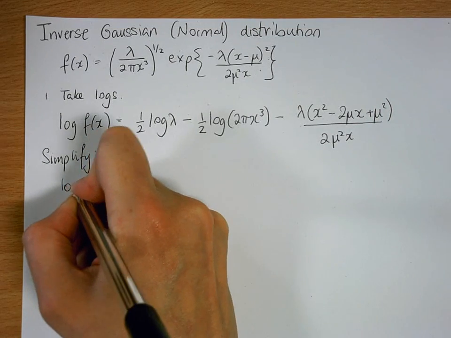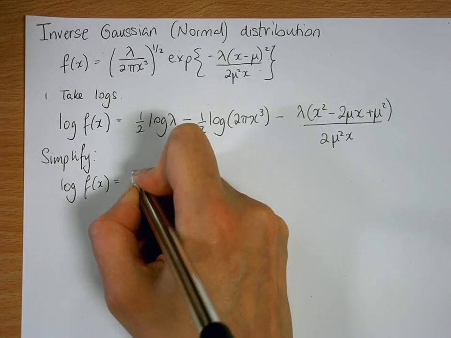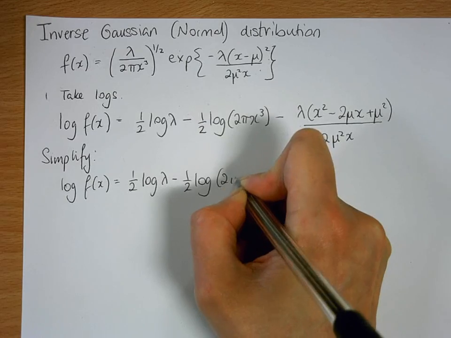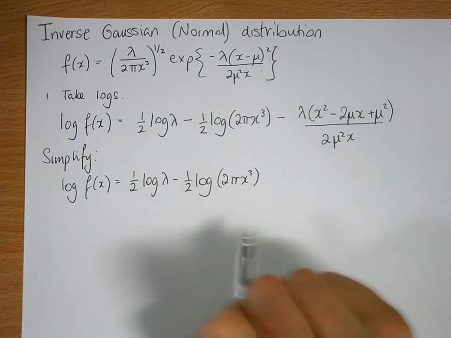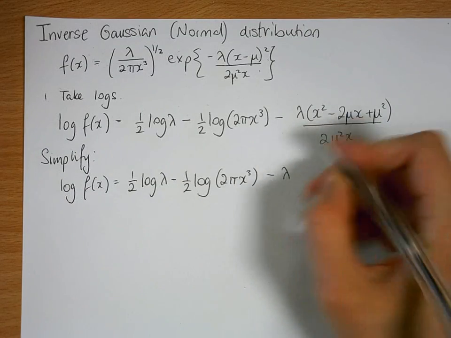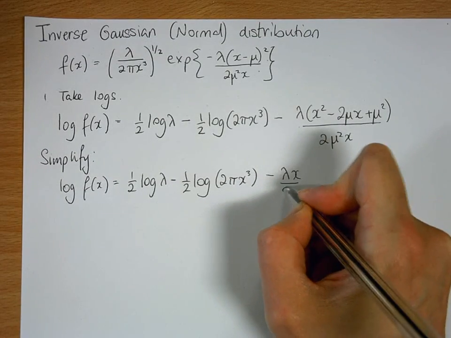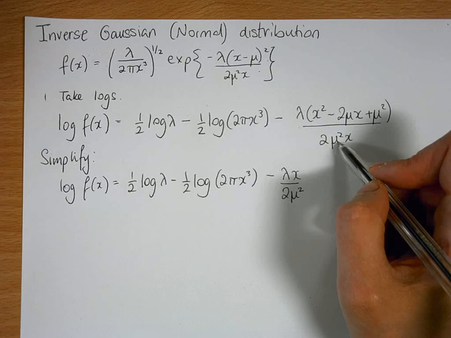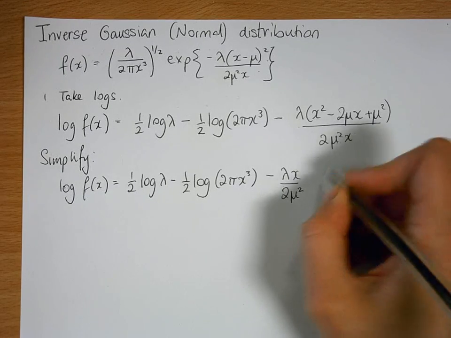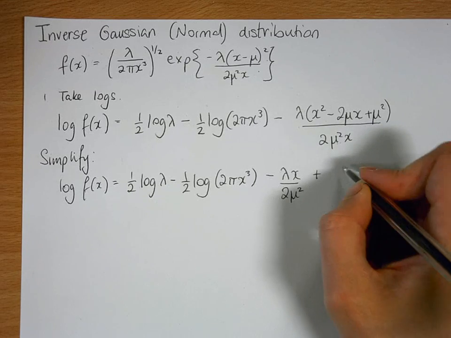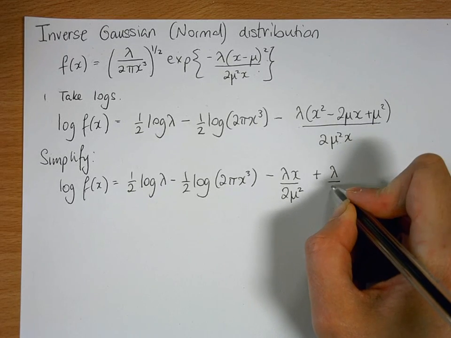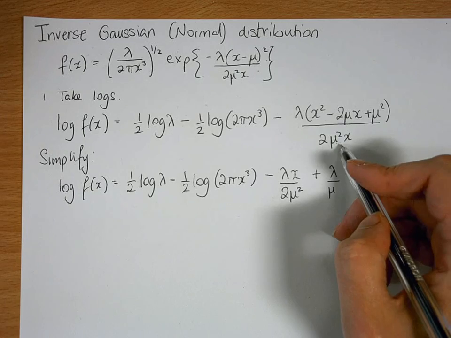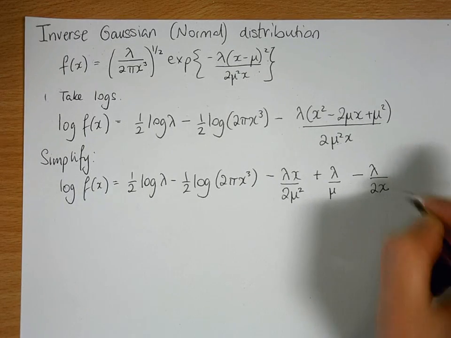So we'll have the log of f of x is equal to a half log lambda minus a half log 2 pi x cubed. We'll break this down and simplify. So we have minus lambda x over 2 mu squared, and we have minus 2 mu on top and minus 2 mu squared on the bottom. Here we have x on top and x on bottom, so we will have minus times minus is a plus, lambda over mu, and then we have minus times a plus is a minus, lambda, we've mu squared on top and mu squared on bottom, they will cancel out to x.